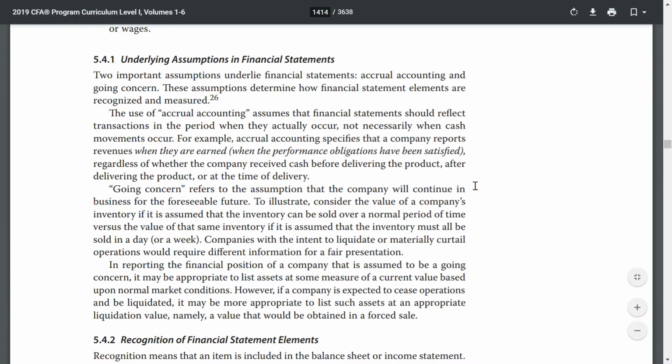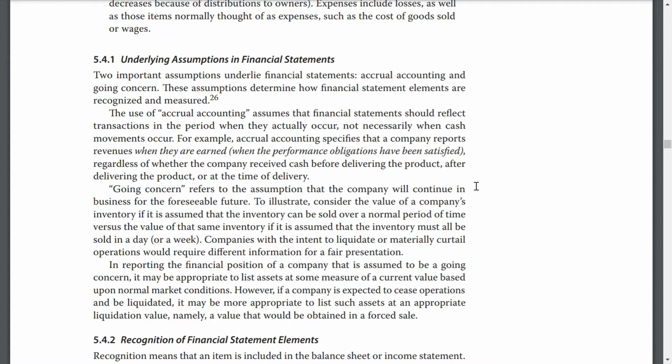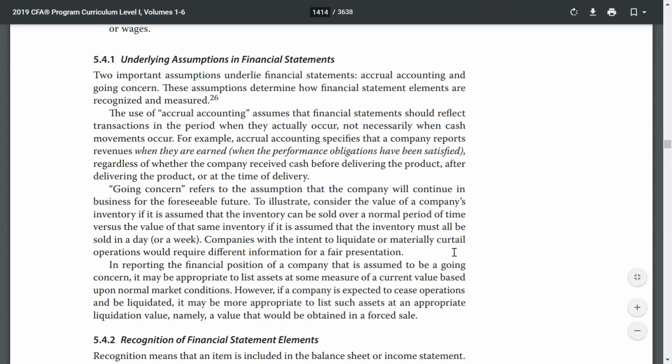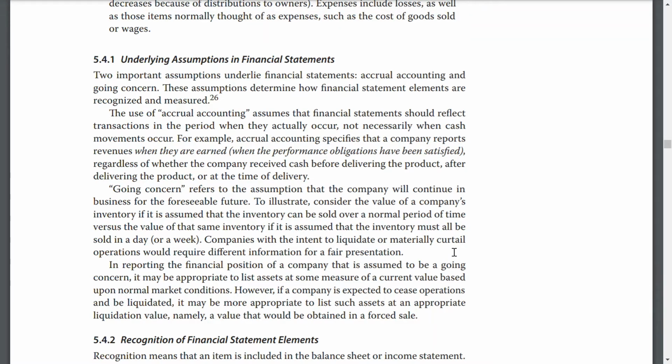Two important assumptions underlying financial statements are accrual accounting and going concern. These assumptions determine how financial statement elements are recognized and measured. The use of accrual accounting assumes that financial statements should reflect transactions in the past period when they actually occur, not necessarily when cash movement occurs. For example, accrual accounting specifies that a company reports revenues when they are earned.